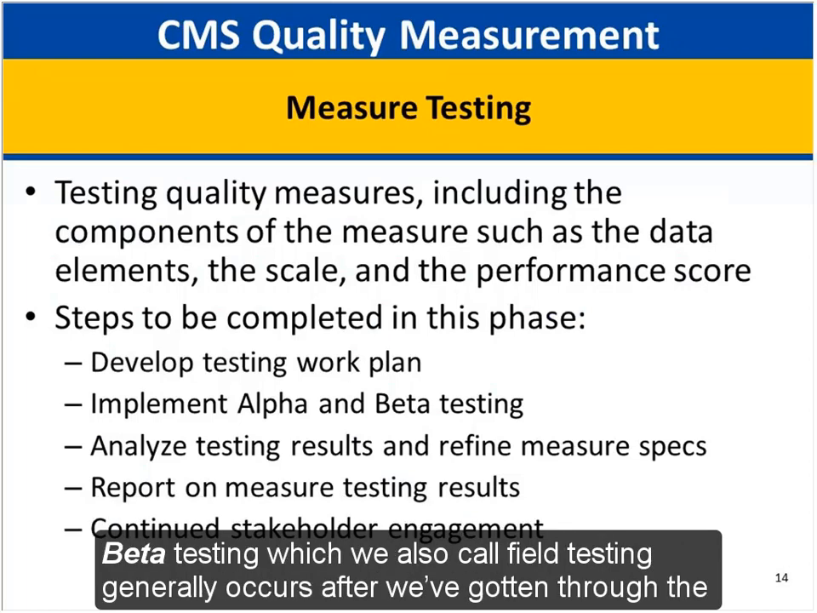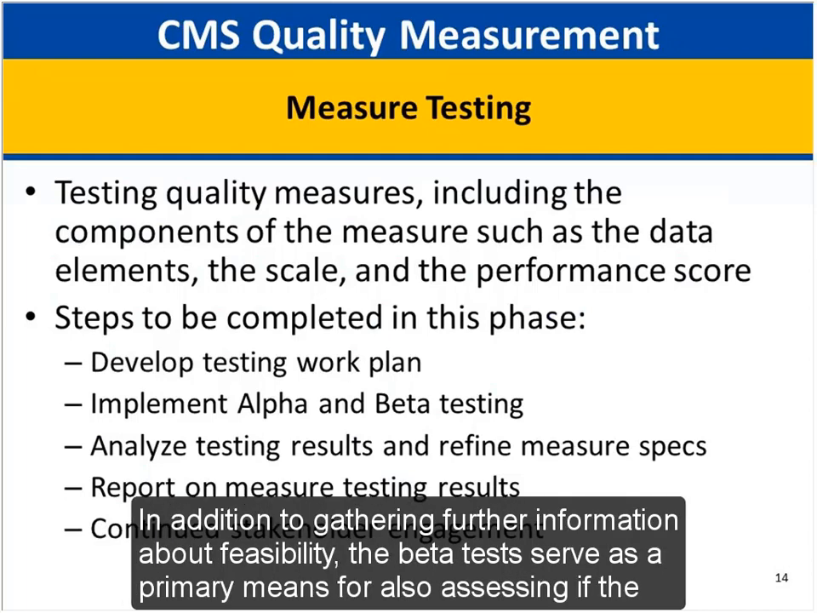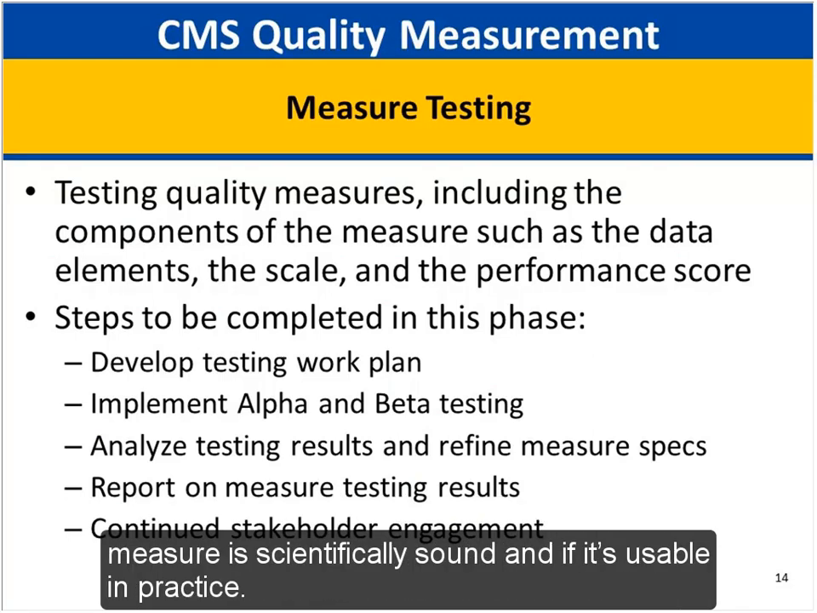Beta testing, which we also call field testing, generally occurs after we've gotten through the specifications, and it happens on a larger scope than the alpha testing. In addition to gathering further information about feasibility, the beta tests serve as a primary means for also assessing if the measure is scientifically sound and if it's usable in practice.